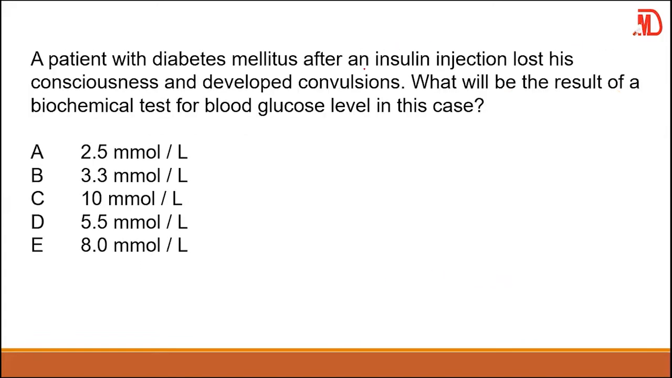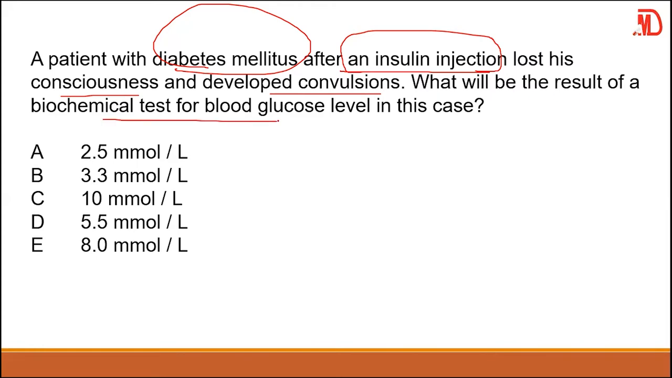Now, a patient with diabetes mellitus, after an insulin injection, lost his consciousness and developed convulsion. So the person had DM and you gave an insulin shot, and insulin is supposed to reduce the glucose level. Because diabetes mellitus means there's an increased level of glucose. So when insulin is injected, definitely you are reducing the glucose. But look at it, this led to loss of consciousness, and the person developed convulsion. What will be the result of a biochemical test for blood glucose level in this case? So the question is, what is one of the effects of insulin injection if care is not taken? It can lead to hypoglycemia. Hypoglycemia simply means there is low glucose.